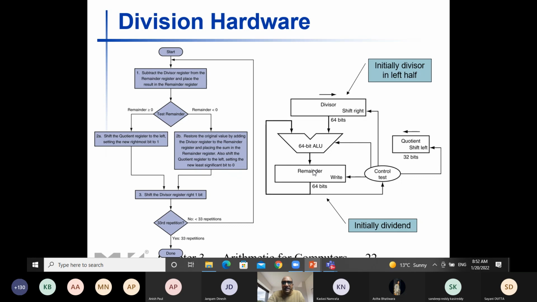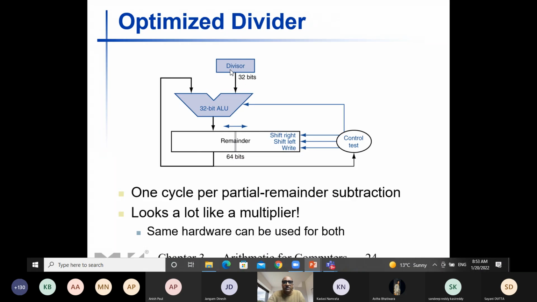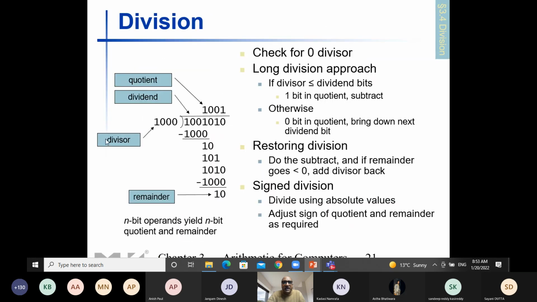When you perform optimization, you have to keep the divisor in the same position, static, because the corresponding circuitry is this one. The divisor is only 32 bits, right? So the divisor we are not shifting at all. In place of shifting the divisor, we are shifting the remainder. Either way you can do it: you can shift the divisor this way, or otherwise keep the divisor in the same position and shift the dividend in the other, opposite direction.